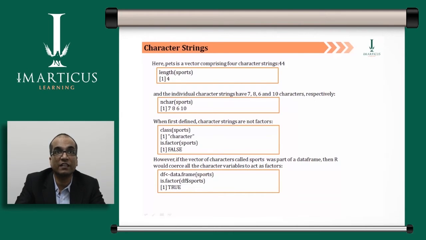When first defined, character strings are not factors, right? So with class of sports, you can check the form of the data with something like class or structure. When you say class sports, it will say this is a character, which ideally means this is a character vector. Then is.factor of sports asks whether it is a factor or not, and it returns false. That means it's not a factor.